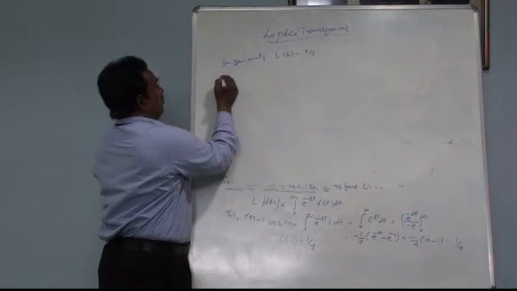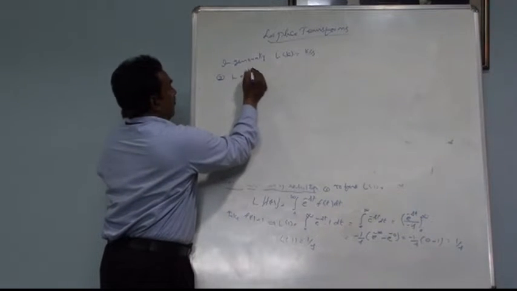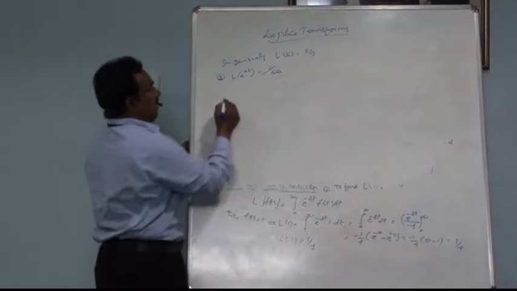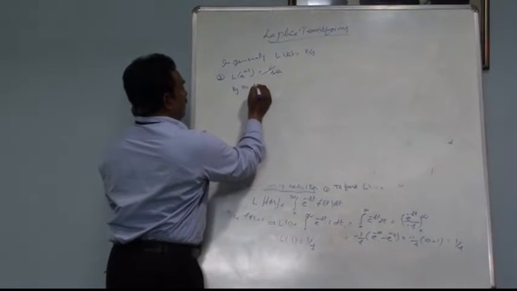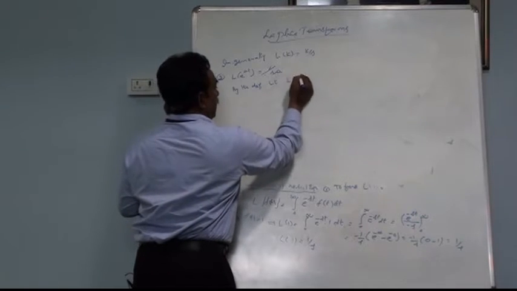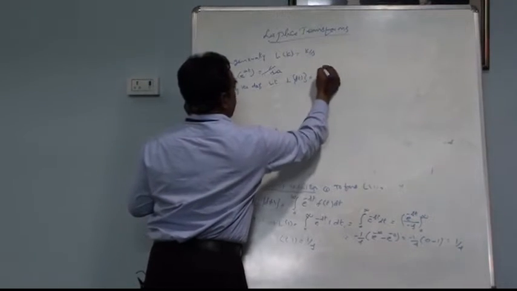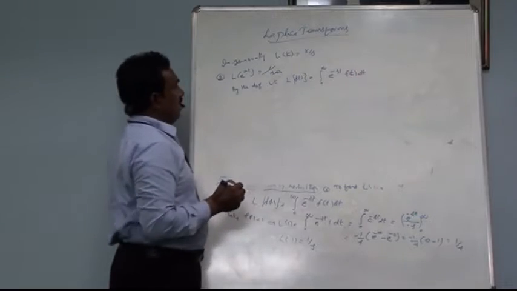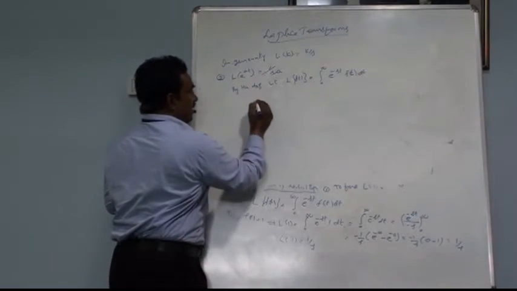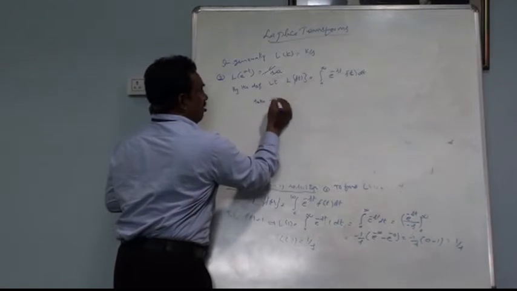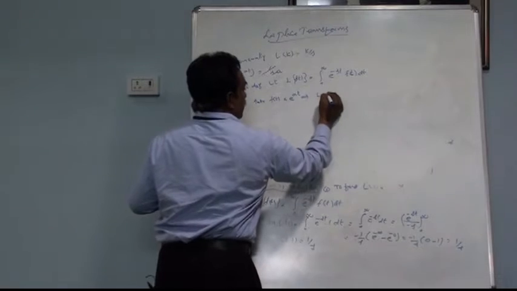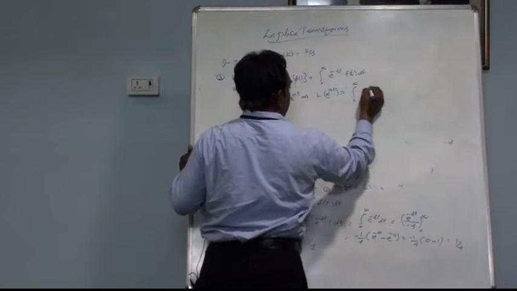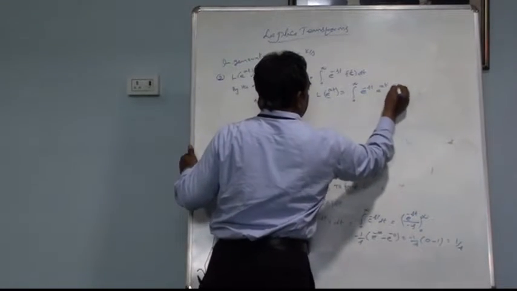Now, the second property, L of e power at is equal to 1 upon s minus a. How will you prove? By the definition of Laplace transform, L of f t is equal to integral 0 to infinity e power minus st f of t dt. Now, in place of f of t, you take e power at. Take f of t equal to e power at, implies L of e power at is equal to integral 0 to infinity e power minus st into e power at dt.